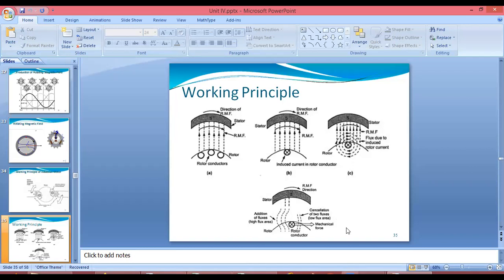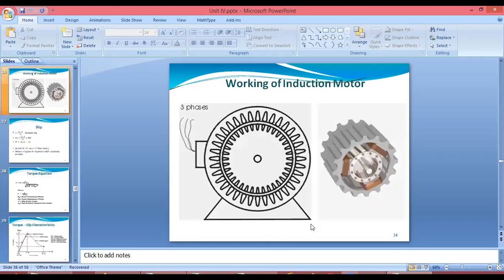So here there is an addition of higher fluxes, due to which there will be the cancellation of two fluxes across Y and B, and there will be the addition of fluxes at the R axis. So you will get a mechanical force here. So we can say when we are giving the three-phase supply to the three-phase induction motor, at that time, if we are using the sequence for the current like R, Y, B.